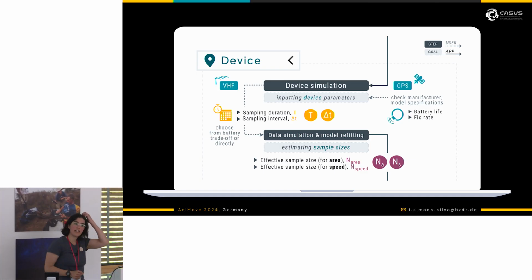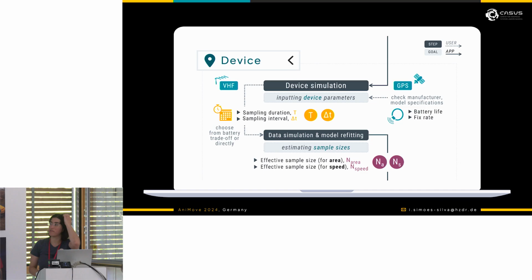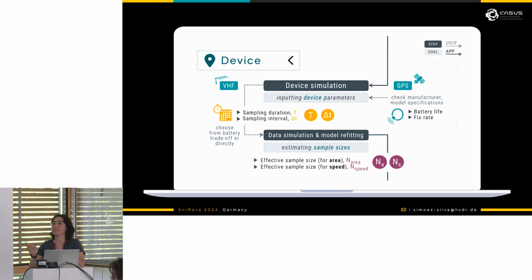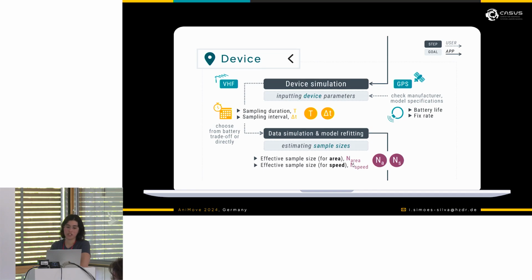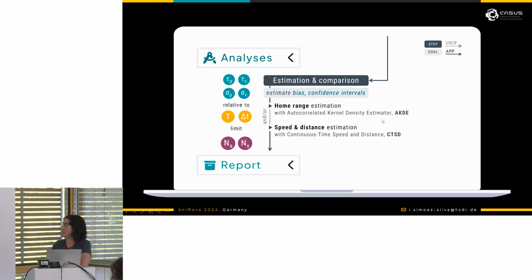Again, this is easy to get either from the manufacturers or sometimes even from the website, because they say 6 months of duration with this fixed rate. So you can use that information to simulate the device within the app. Then you select whatever sampling duration and sampling interval you're interested in exploring, and it does a lot of data simulation and model refitting in the background to get our effective sample sizes.